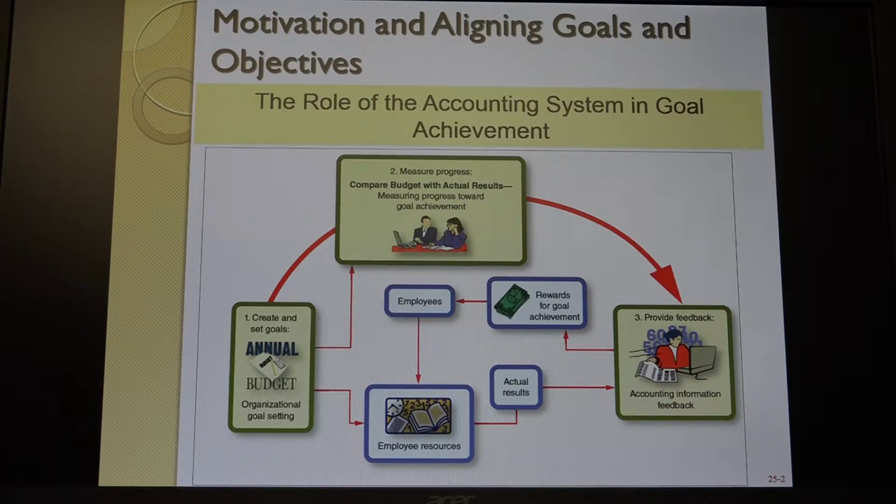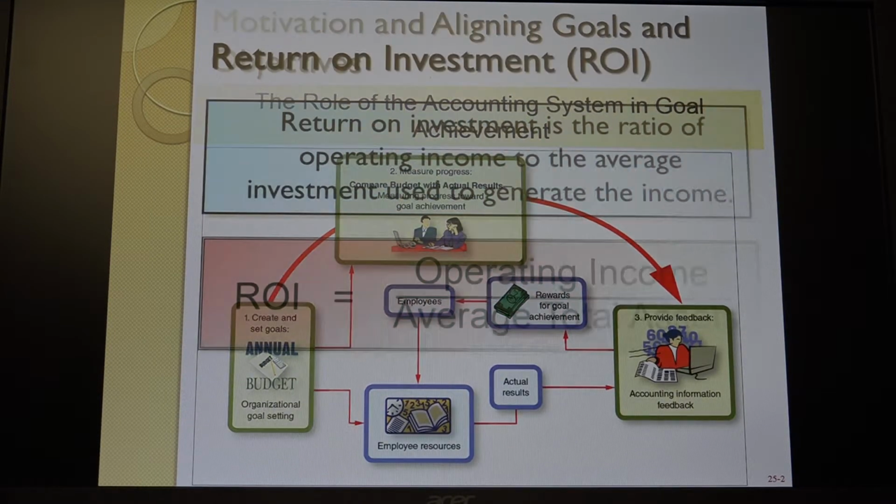And then at the end of the year, this accounting system provides feedback to the various managers as to how they did. It also gives information to those above the managers on how the managers did, and then these upper managers can reward managers and those who work under the managers if they wish.